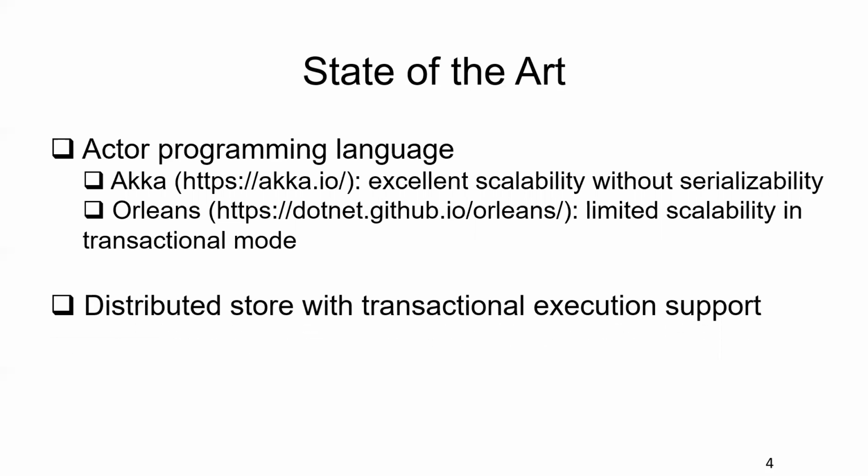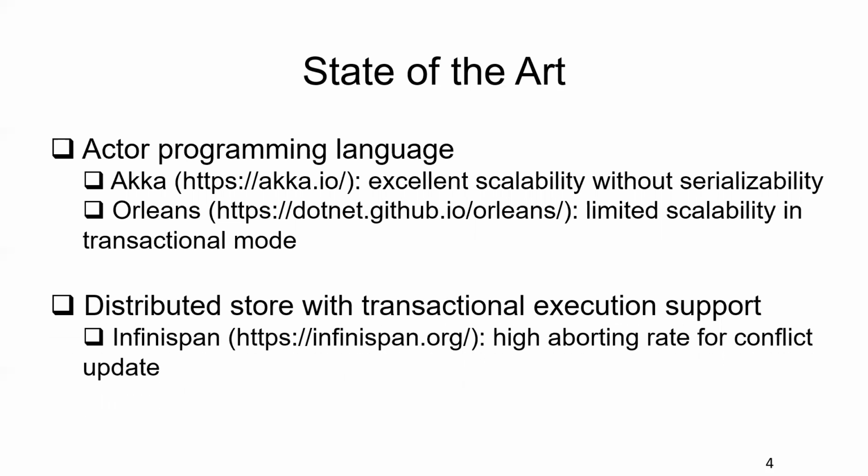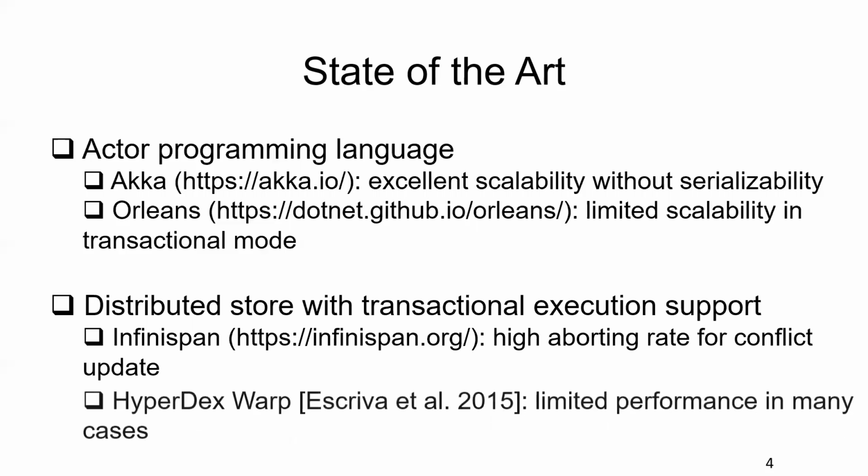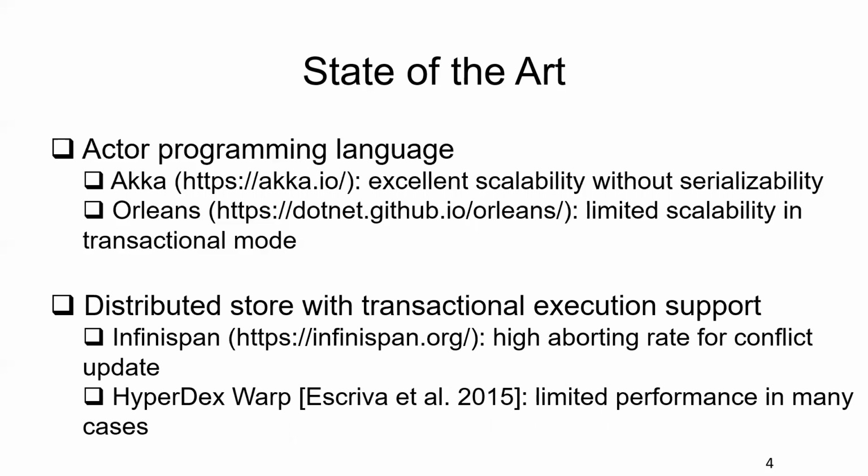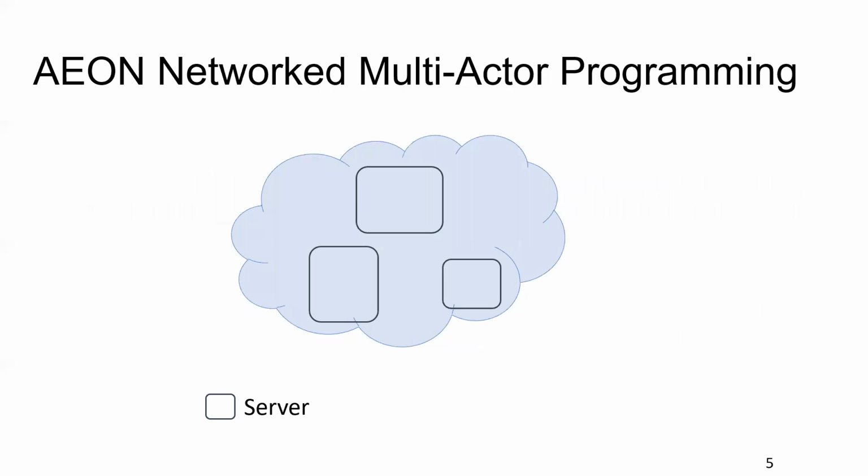Except programming languages, programmers can also implement cloud applications based on some distributed stores. Infinispan is a key-value store. Programmers can put operations on key-value data into a transaction body. Those transactions will be executed in parallel. However, when there are conflicting updates, at least part of the transactions have to abort. HyperDex Warp will organize data as tables. Because of this organization, it is limited in implementing some applications.